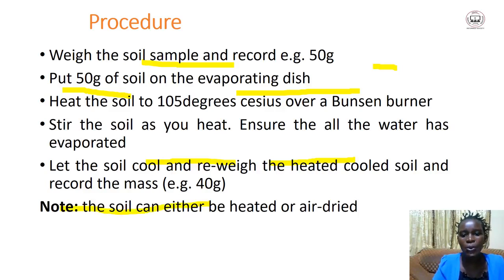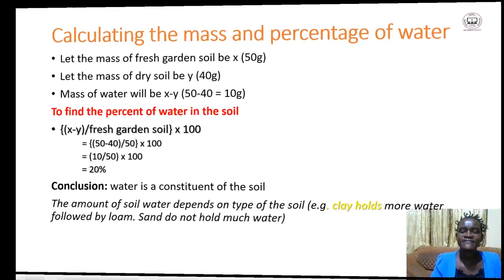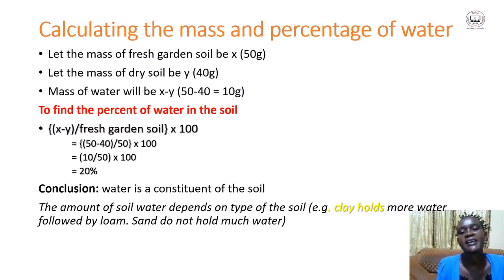Then you let the soil cool and reweigh the heated, cooled soil and record the mass. Let the heated soil be 40 grams. In this case, we can easily calculate the mass as well as the percentage of water in the soil. For example, we said the mass of fresh garden soil was 50 grams. Let it be X, and the mass of dry soil be 40 grams. So let the mass of dry soil be Y.